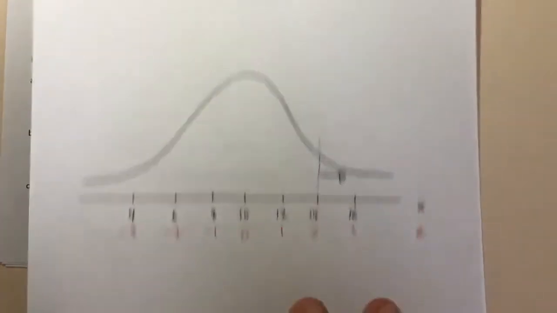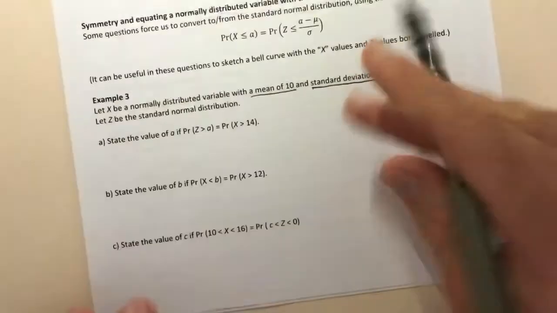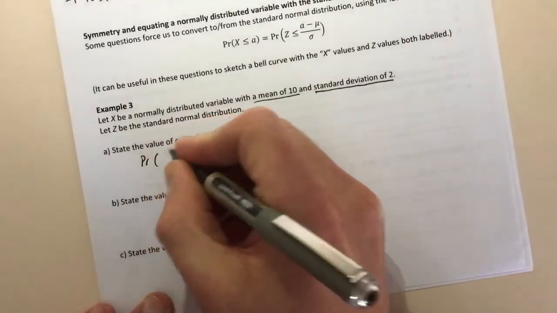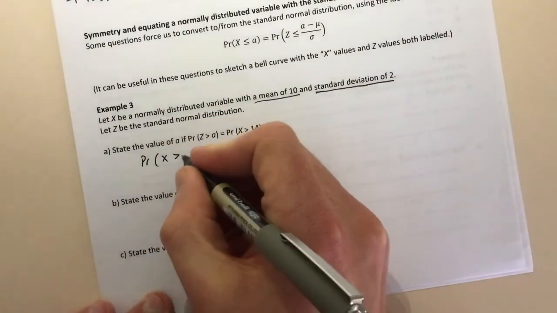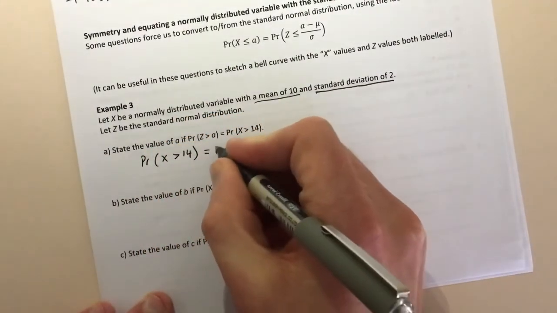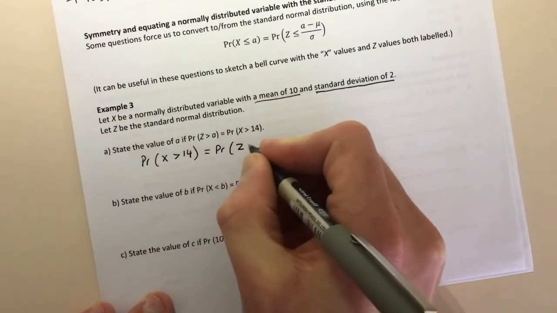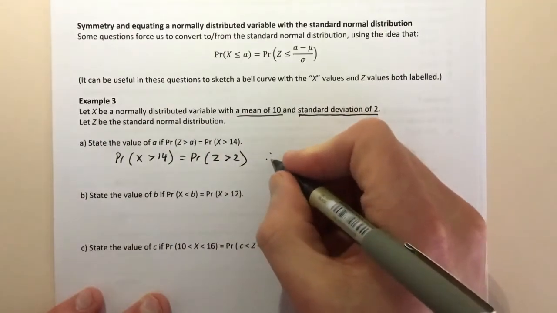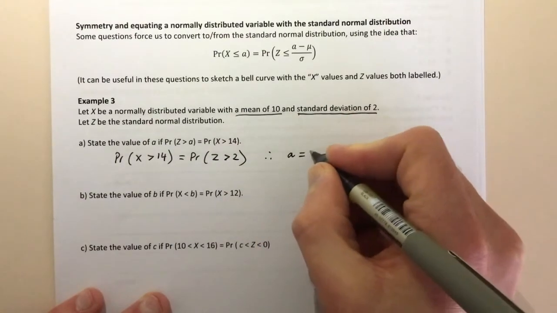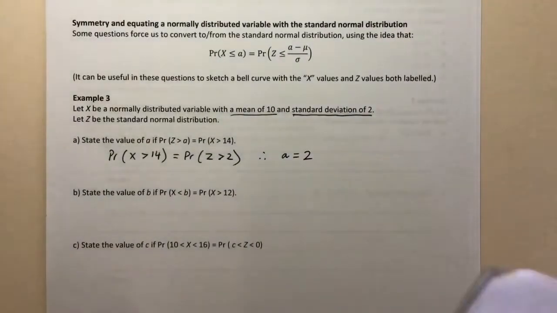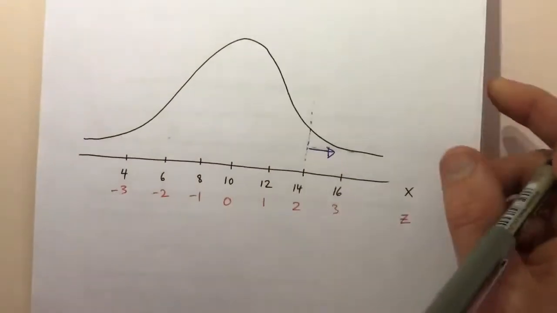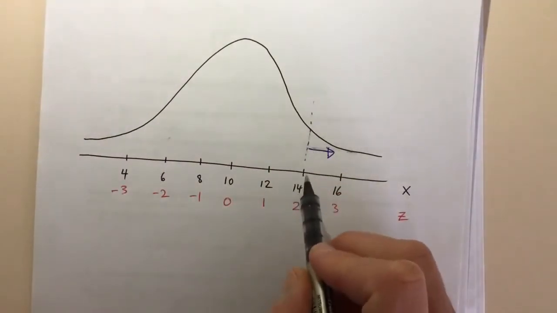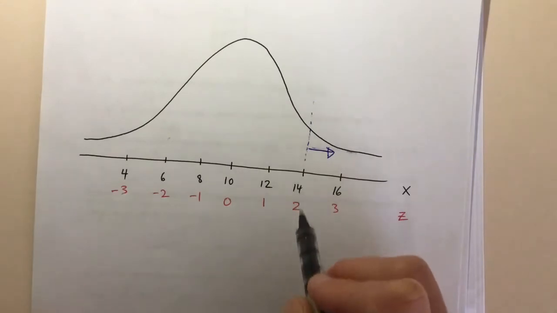And so I can say that the probability that x is greater than 14 is equal to the probability that z is greater than 2, and therefore a is equal to 2. Right, really what that question was asking me to do, even though the notation looks complicated, is just compare the x value of 14 to find the equivalent z value. And clearly from this scale, the equivalent z value is 2.